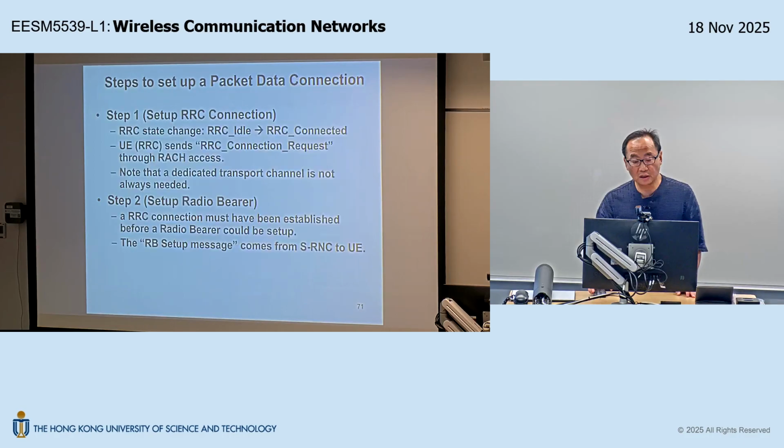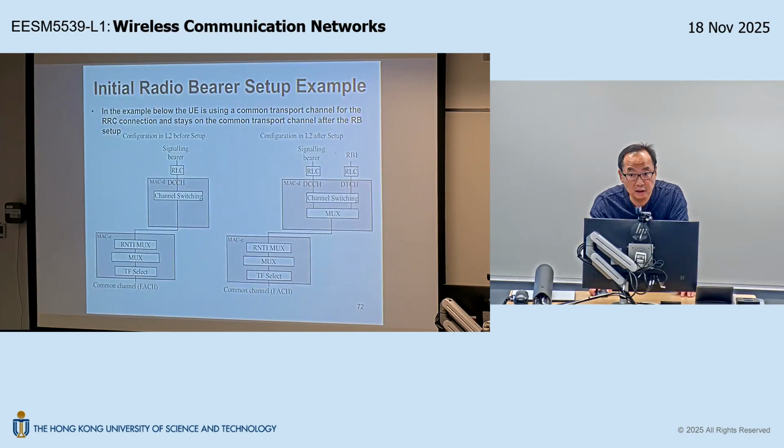And then step 2 is to set up the connection on the data plane, so-called set up data bearer, or set up a radio bearer on the control plane. And for that, it is initiated by the serving RNC to the UE. Okay? So in this example, after step 2, this will be an example of the multiplexing structure. Here, this is the signaling bearer, the logical connection for the control plane. This is the radio bearer for the data plane.